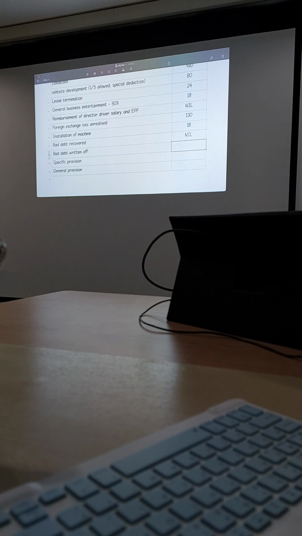It is taxable, right? They already put it inside the income already, right? So I don't need to change it. Bad debt written off is deductible, right? Yes, they already put it into expense already, right? Yes. So what else? What about the specific provision?